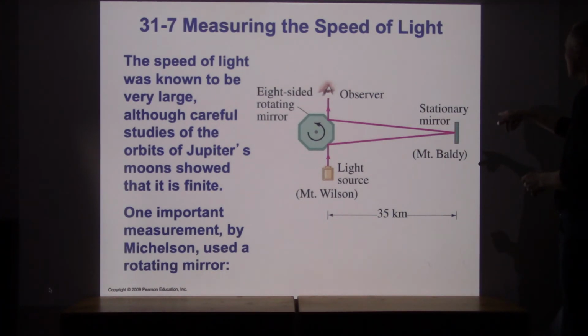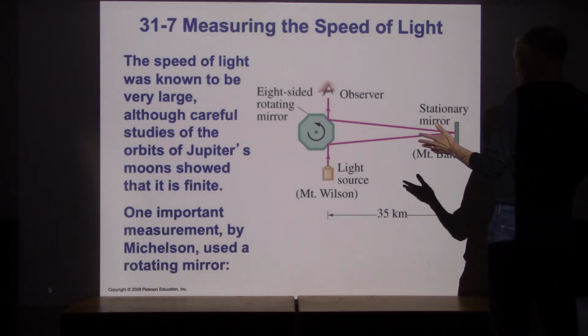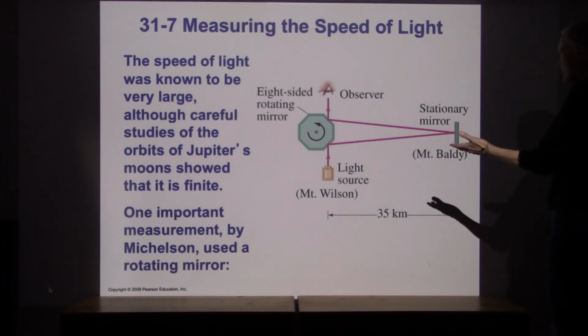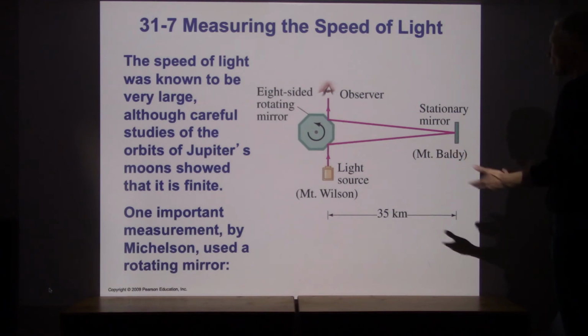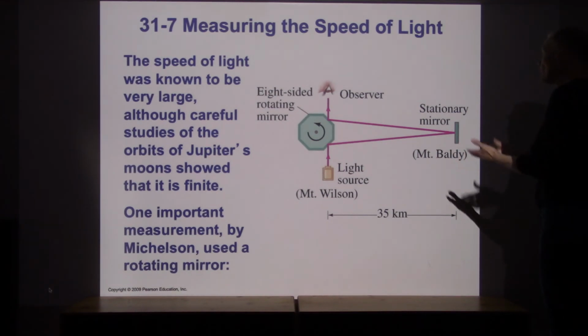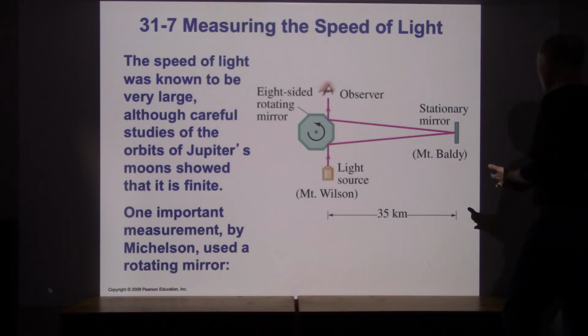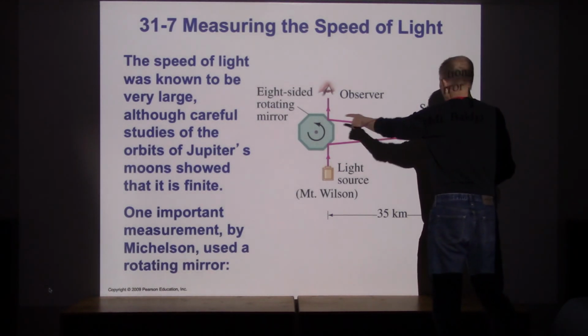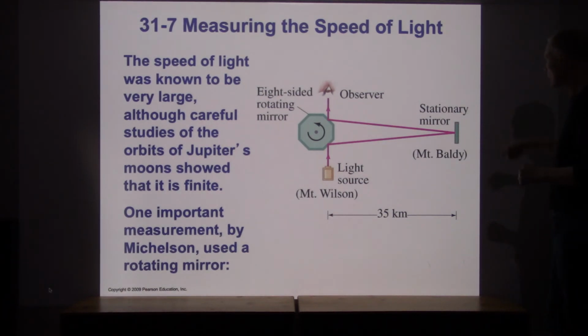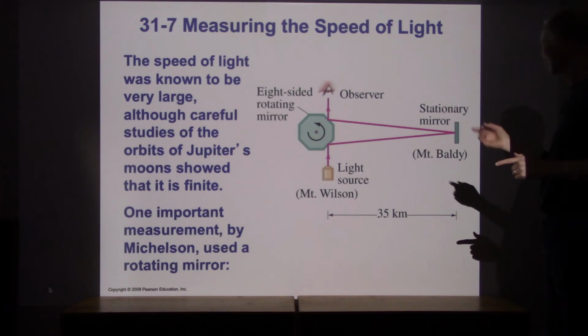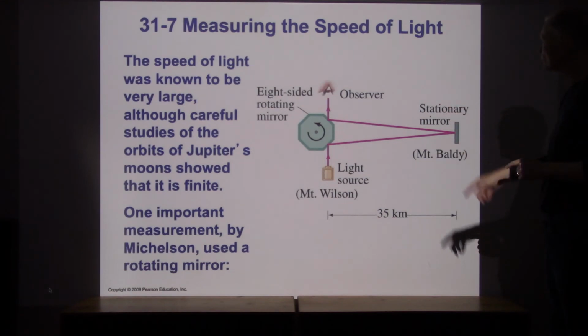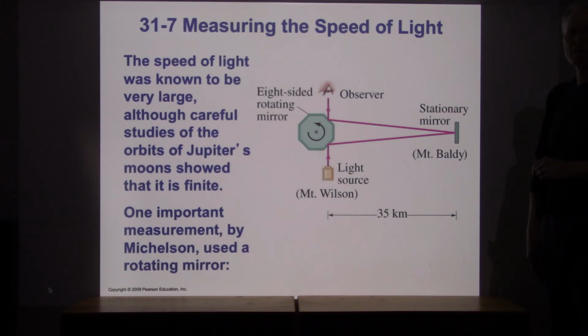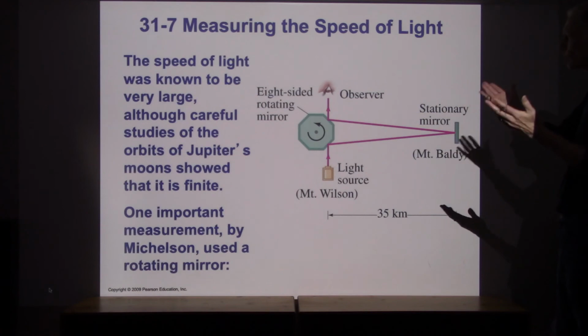Now, if you take a look at this, what they've got is Southern California. It sounds like maybe Caltech or UCLA or something, not sure. Or he was just doing these experiments because this site was useful. But there's a 35-kilometer distance between Mount Wilson and Mount Baldy in Southern California. And he's sending light along the 35-kilometer distance and then trying to determine how much of a delay time there is by using a rotating mirror.